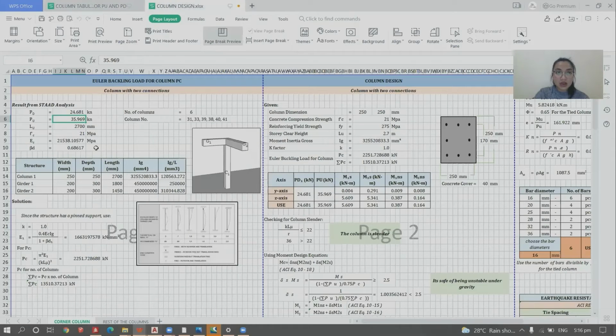And then we have Lu, or the length, which is 2.7. And then Fc is 21, and I still used grade 40 rebars. So the number of columns is 6.